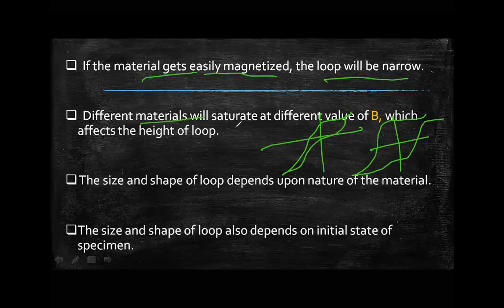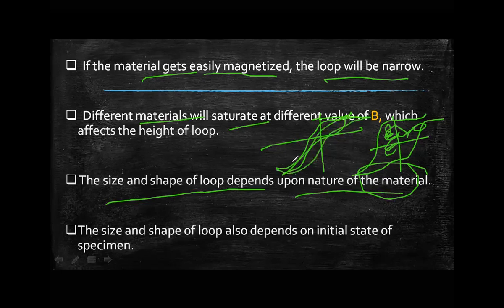Different materials will saturate at different values of the field. The size and shape of the loop depend upon the nature of the material, the type of magnetic material. If it is a soft material, the area should be less. If you get a broader loop, definitely energy loss is more. The size and shape of the loop also depend upon the initial state of the sample. So these are the important points to remember, guys. You should take a note down, okay?